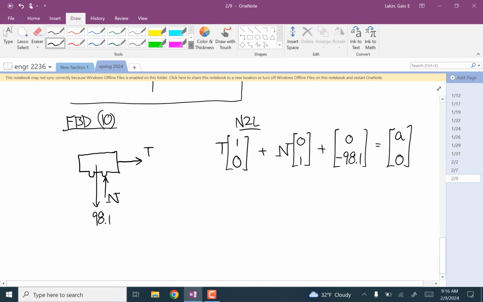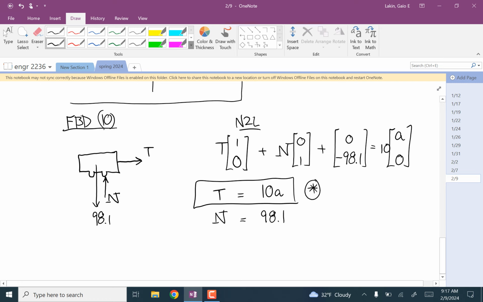So we get an x equation here that says T is equal to, I left off the mass because I'm stupid, 10. So T is equal to 10a. The second equation says N is equal to 98.1. Since we're trying to calculate the acceleration and that only depends on the x equation, I'm just going to write this in here for now and set it aside. We can't solve it because we have two variables.